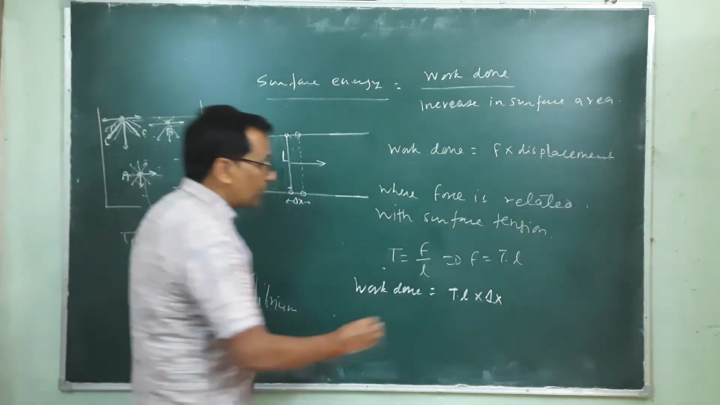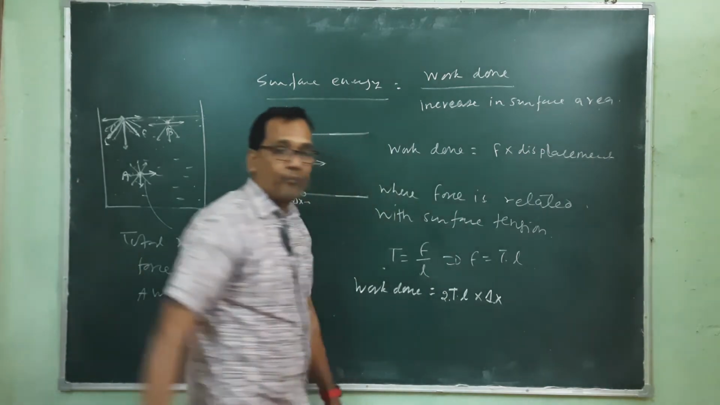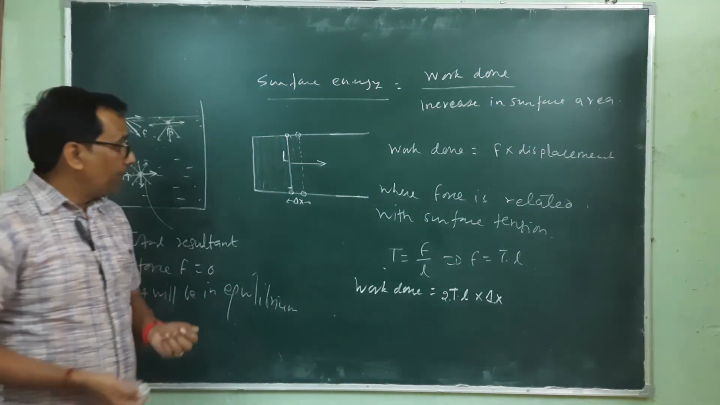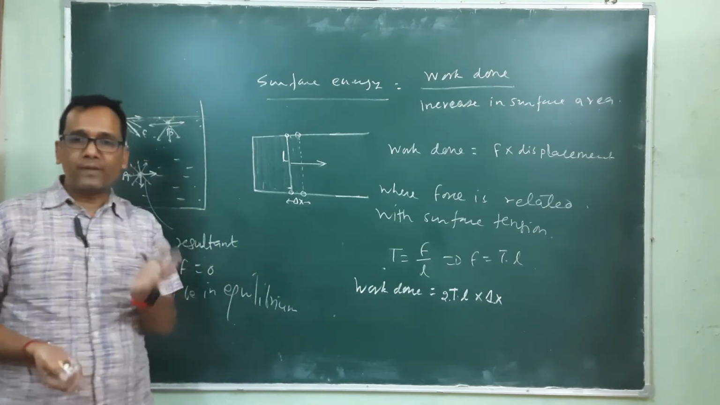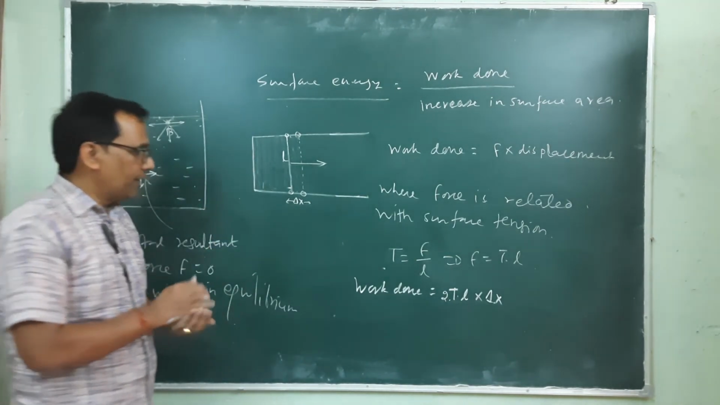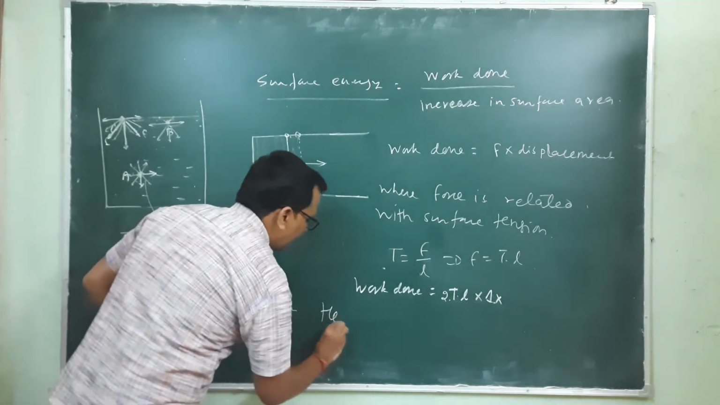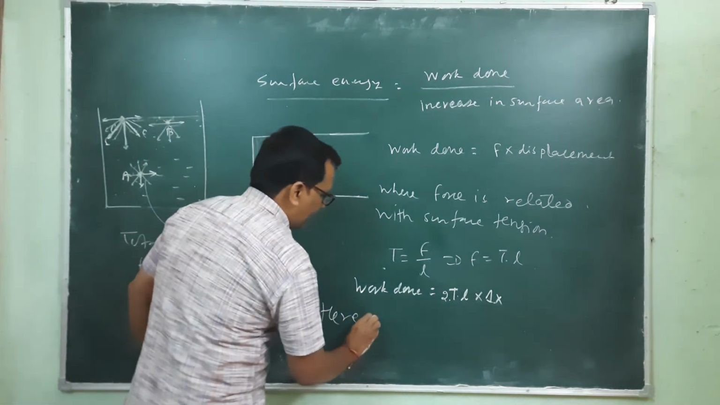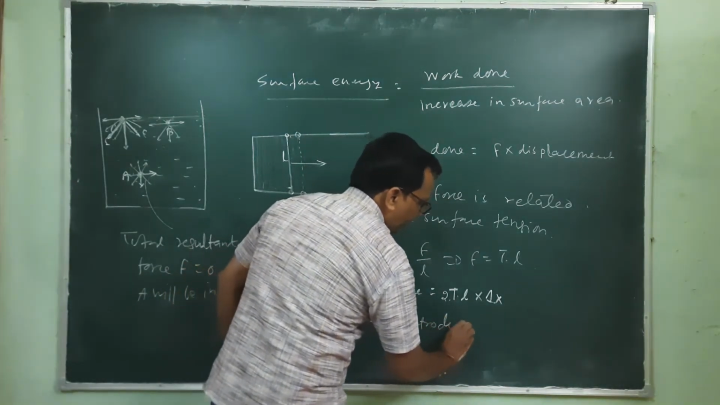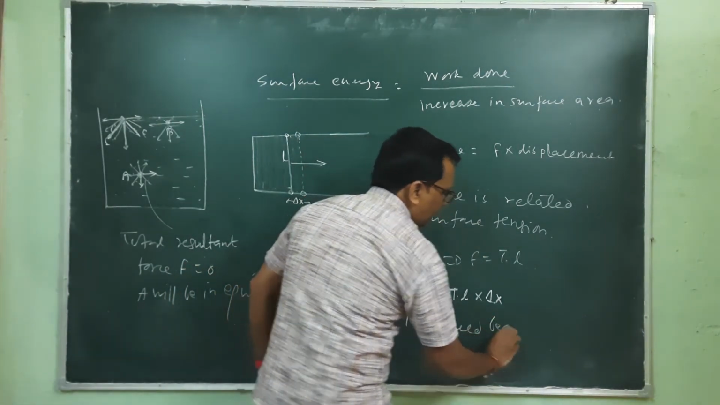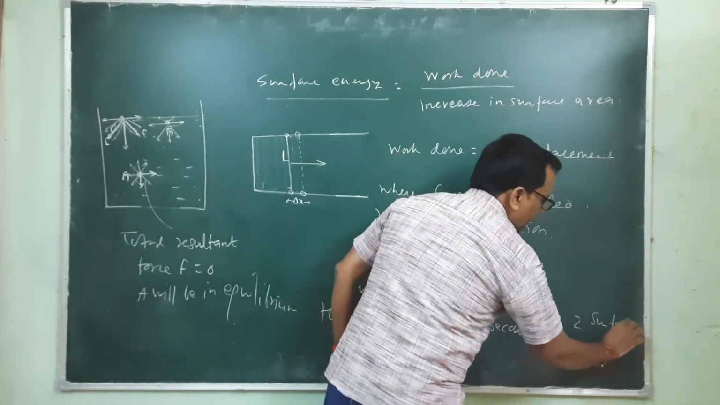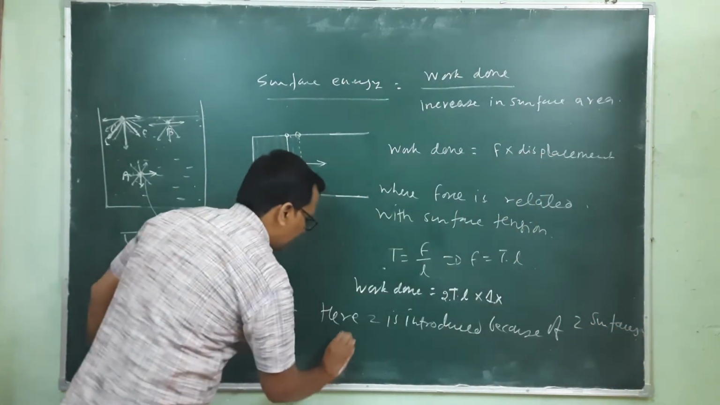But here I will multiply this by 2. Why? Because in this case we have two surfaces, this part and the inside part. So 2 is introduced because of the two surfaces of the film.